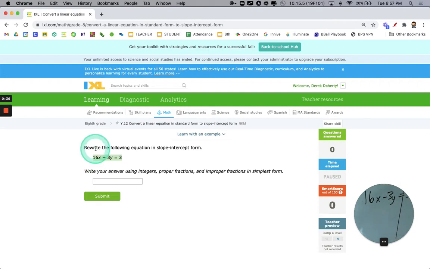If they're asking you to rewrite the equations in slope-intercept form, what that really means at the end of the day is they're asking us to solve for y. That's really what they're asking here. Because if we get the y all by itself on one side of the equation, then we'll see that it's in the y equals mx plus b form we want.